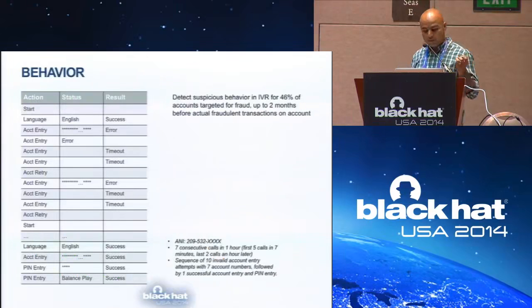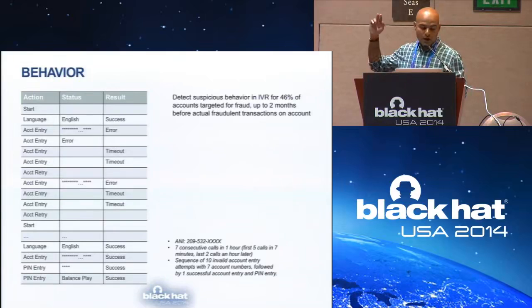How does behavior help? The place where behavior has a really high impact is detecting reconnaissance in the IVR, detecting when a fraudster is trying to mine an automated menu system to extract information. The table shows an example of a set of calls that our model identified as being part of reconnaissance activity.